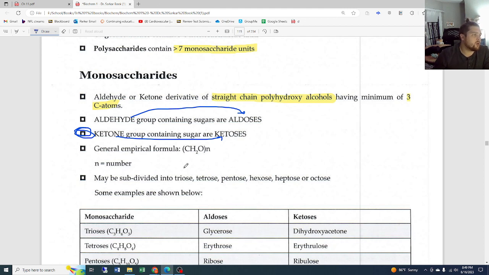So the general formula for these is (CH2O)n, that means to the nth, so multiplied by n. So if we think, we can have CH2O, C2H4O2, etc., etc.